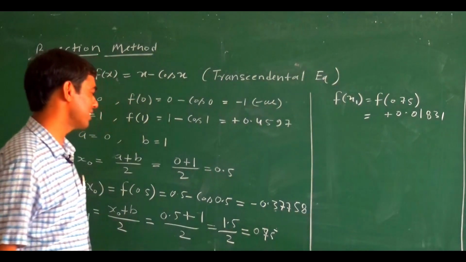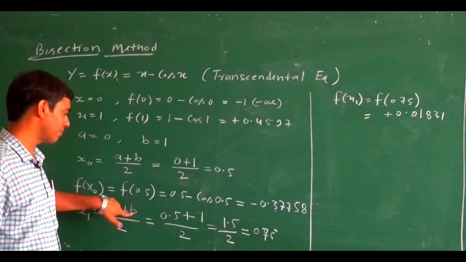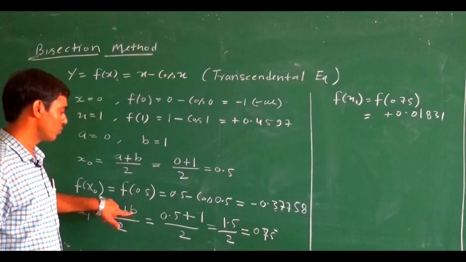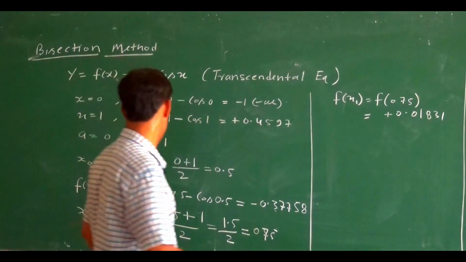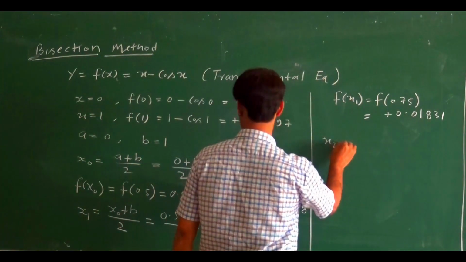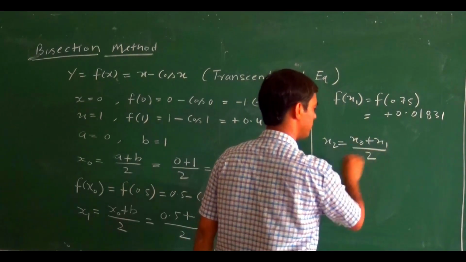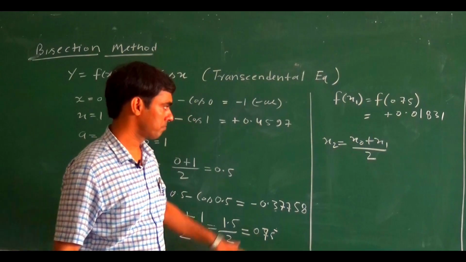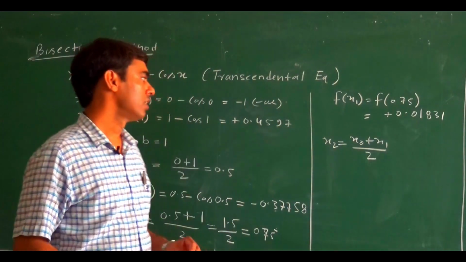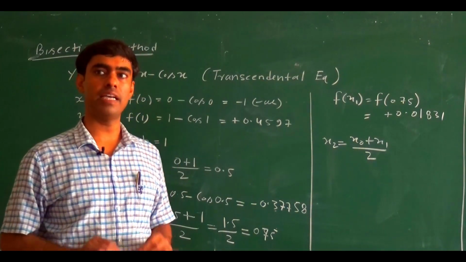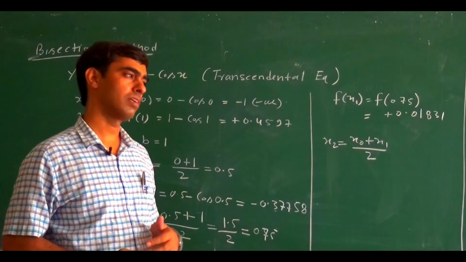So if the value for this one is positive, in the next iteration what will happen? At x0 the value is negative, at b the value is positive. So we interchange the value of b by x1. So in x2 what will happen? x0 plus x1 divided by 2. In this way we calculate the values of x2, x3, x4, x5 up to xn.